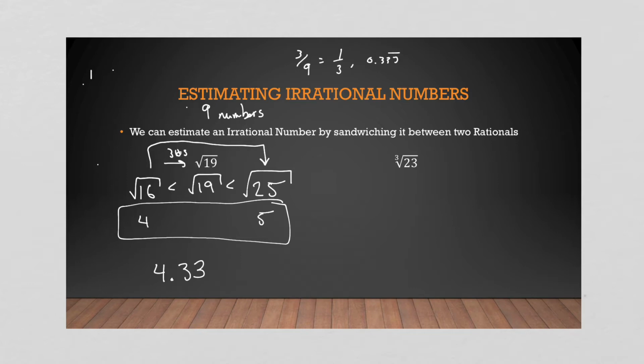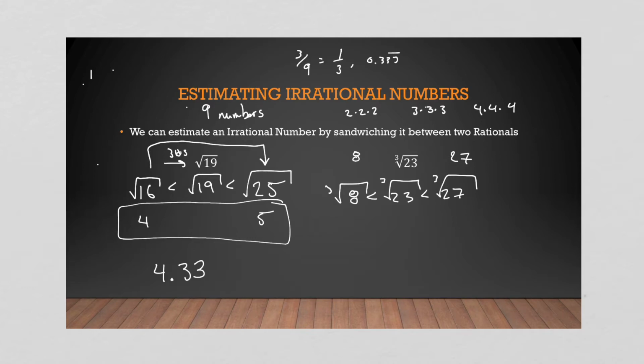So what about cube roots? Well, remember, cube roots are 3 identical factors, and knowing your perfect cubes is a little bit more challenging. 3 times 3 times 3, 4 times 4 times 4, 2 times 2 times 2. So 3 times 3 times 3 is 27, so it's going to end up on this side. 2 times 2 times 2 is 8, so it's going to end up on this side. So you can see that 23 is in between 8 and 27, which means the cube root of 8 is less than the cube root of 23, which is less than the cube root of 27. So the cube root of 23 is in between 2 and 3.